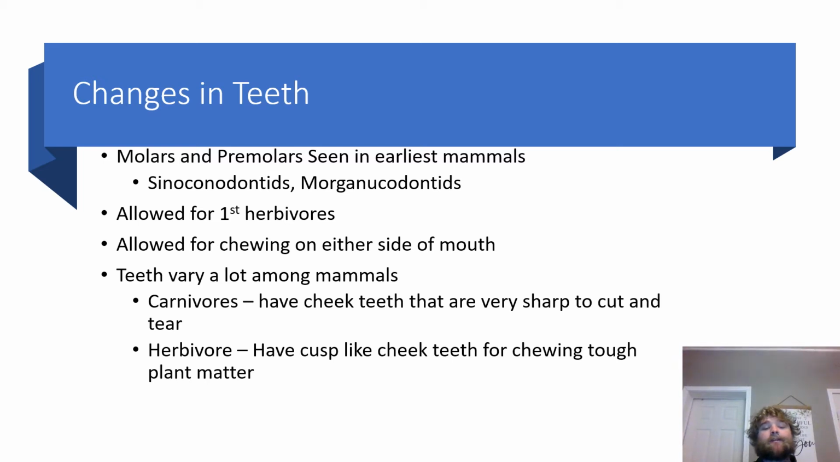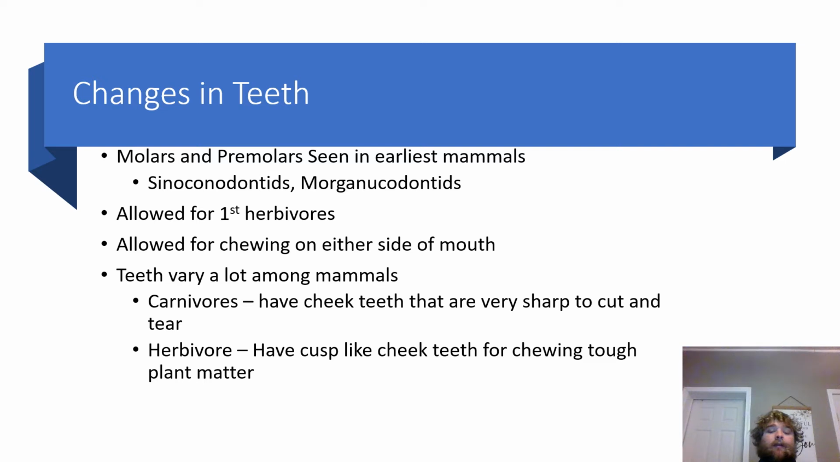And then some of the changes in teeth. In the earliest mammals, we start to see molars and premolars, and this was unique at the time to mammals. And this kind of development allowed for the first herbivores. And interestingly enough, it allowed for chewing on either side of the mouth.